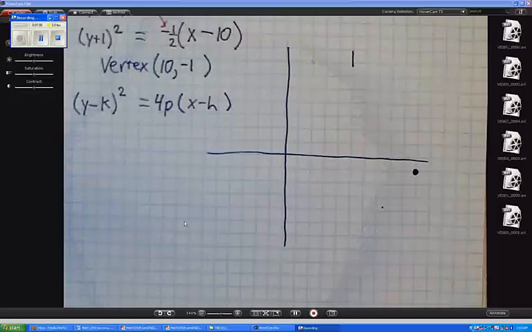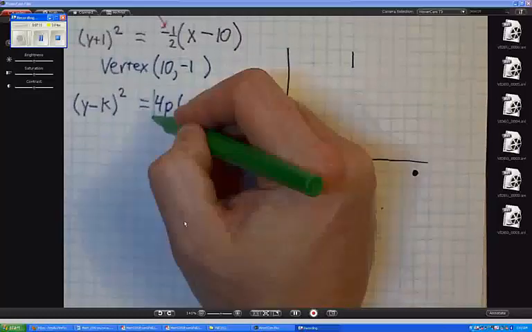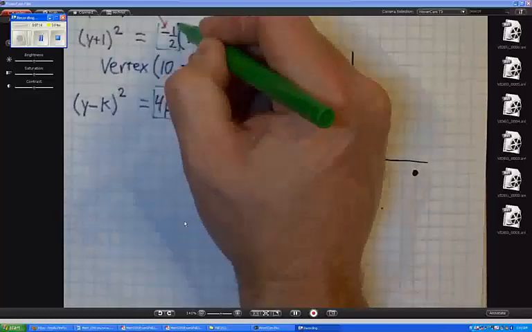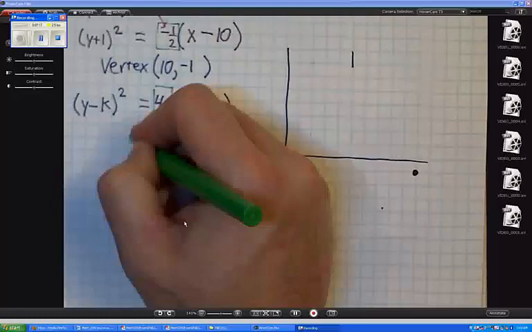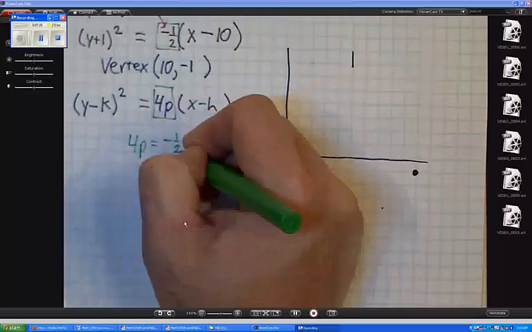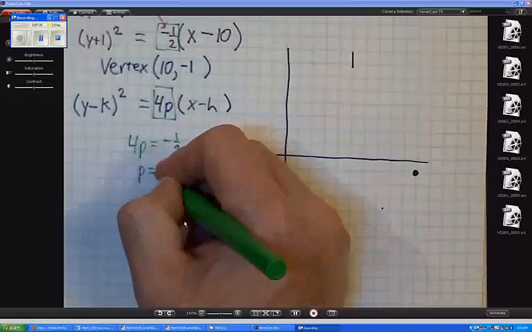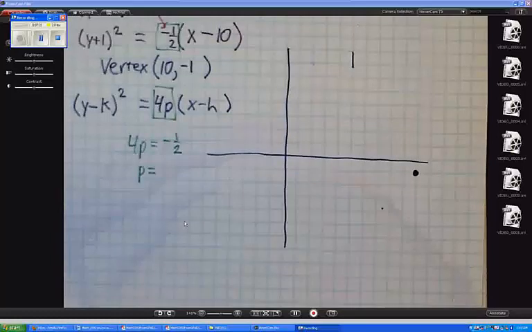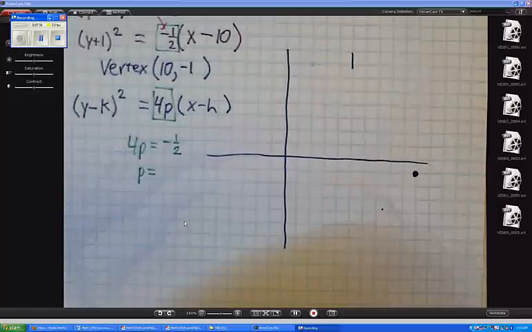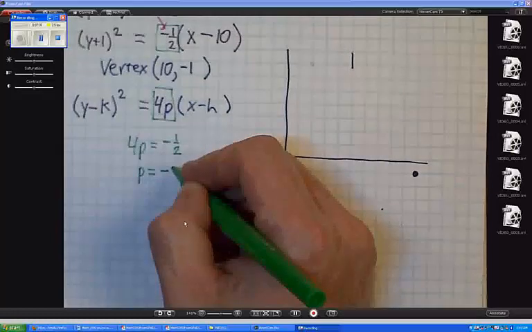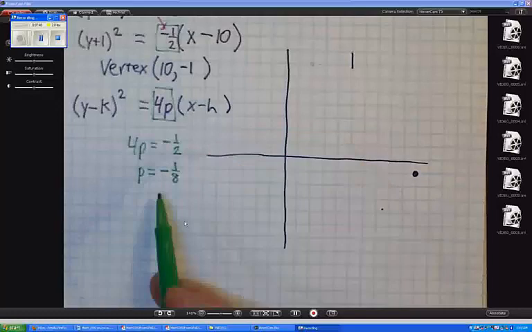All right, one thing left to do, and that is I'd really like to know what p is. So again, 4p is always the coefficient. So I guess the equation that I have is that 4p is equal to -1/2. Right? So what does p equal? Ooh, what does it equal? Well, I guess it equals -1/8.